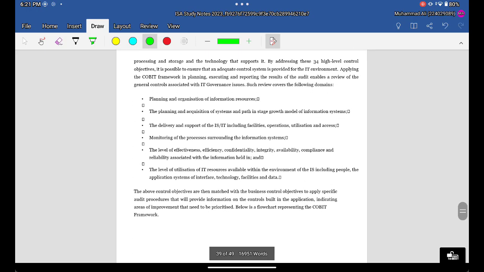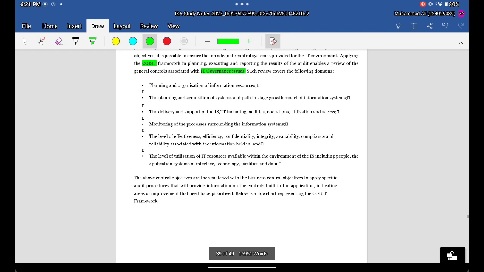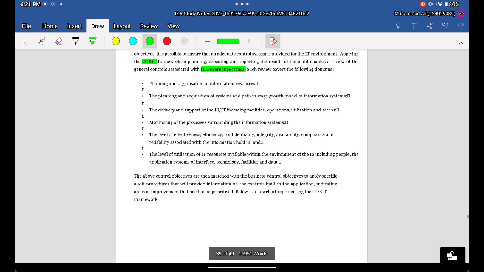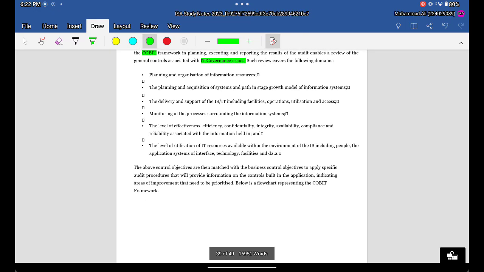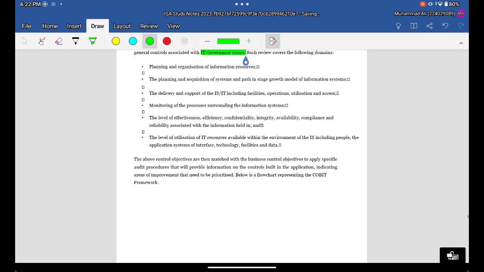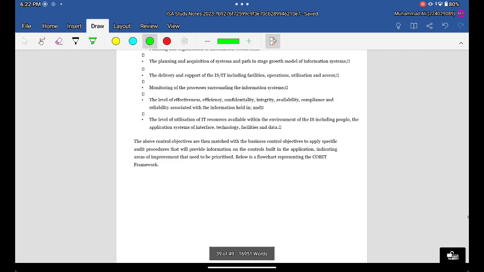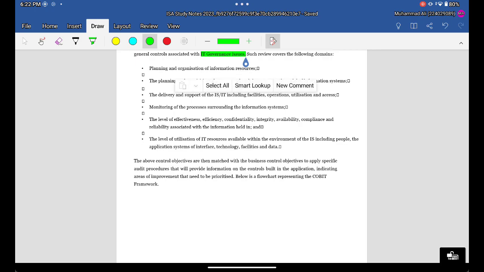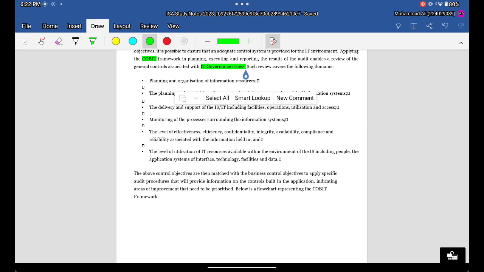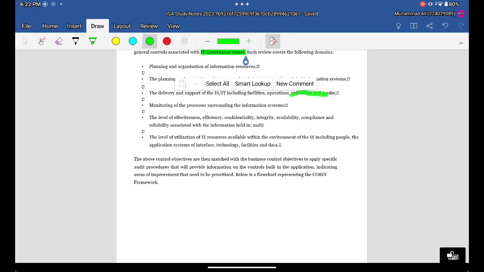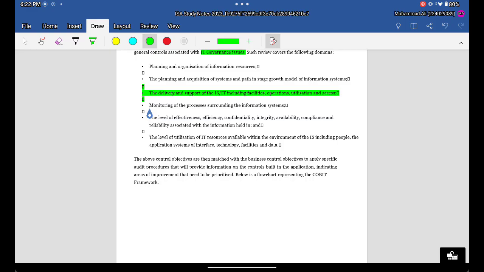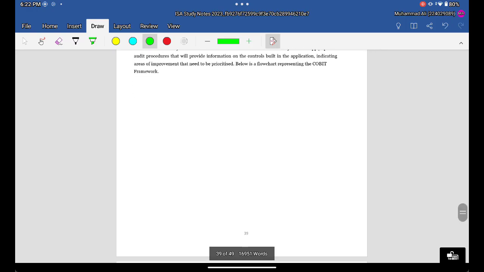Now, IT governance. Everything you see with IT is COBIT, right? IT governance covers the following: planning of the organization, information resources, how resources are planned in the business of technology, and monitoring. You can pause and read. Basically, it makes sure your technology is used in the business efficiently and effectively. It needs to be utilized, used and accessed, including facilities, support, and delivery. It can't just be technology sitting around in the business.